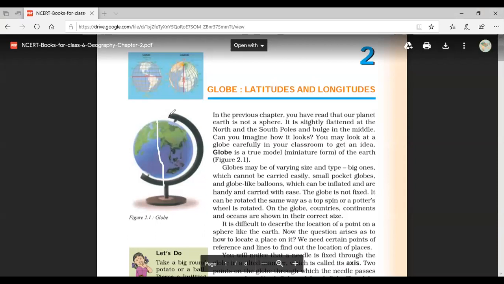What are the two halves? They are the western hemisphere and the eastern hemisphere. While the equator divides the Earth horizontally into two halves, that we say is the northern hemisphere, and below the equator we say is the southern hemisphere. So we have two imaginary lines passing through, that is the axis and the equator.